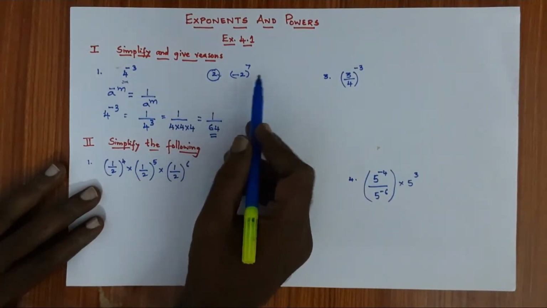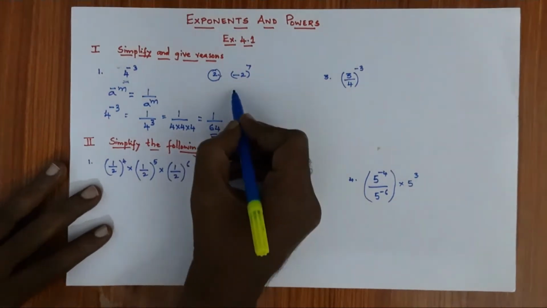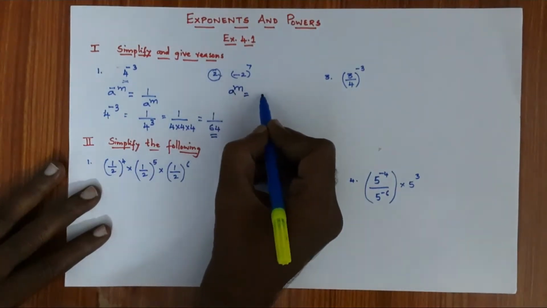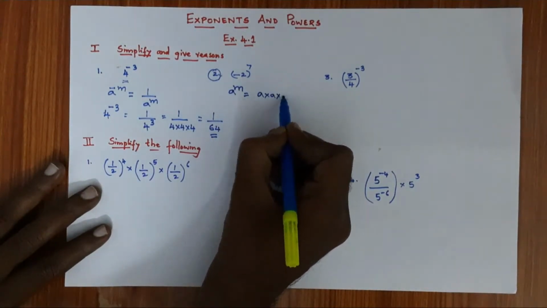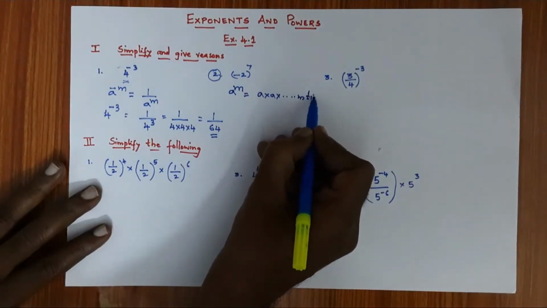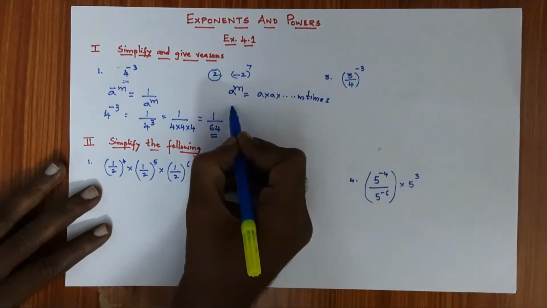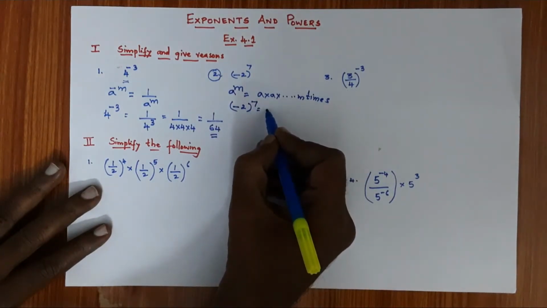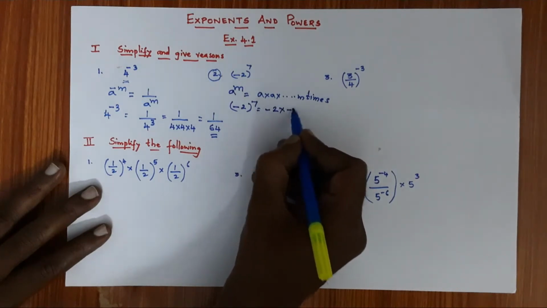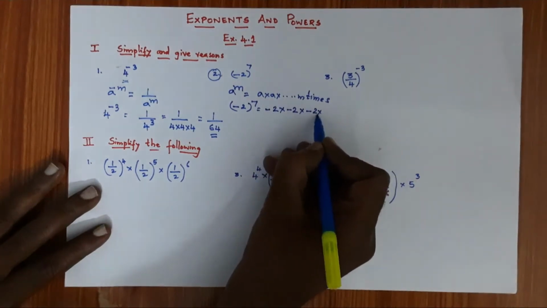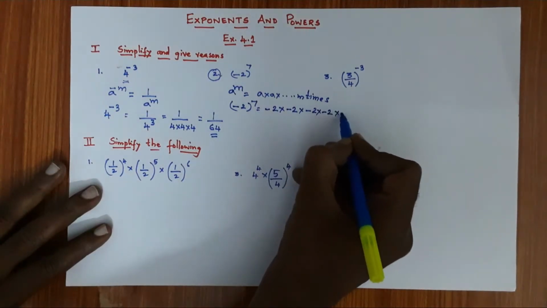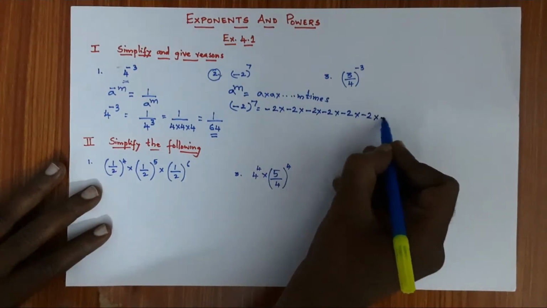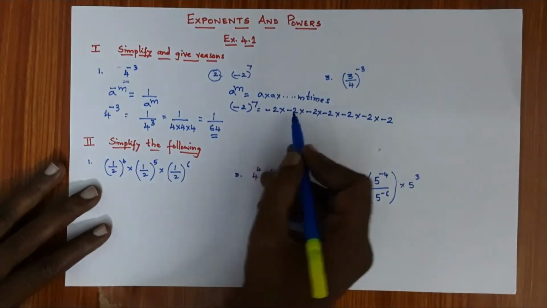Here, minus 2 to the power of 7. Again, a to the power of m means the base is written m times, that is a into a, and so on up to m times. Similarly, minus 2 to the power of 7 is written how many times? 7 times. Minus 2 into minus 2 into minus 2 into minus 2 into minus 2 into minus 2 into minus 2. So minus 2 has been written 7 times.